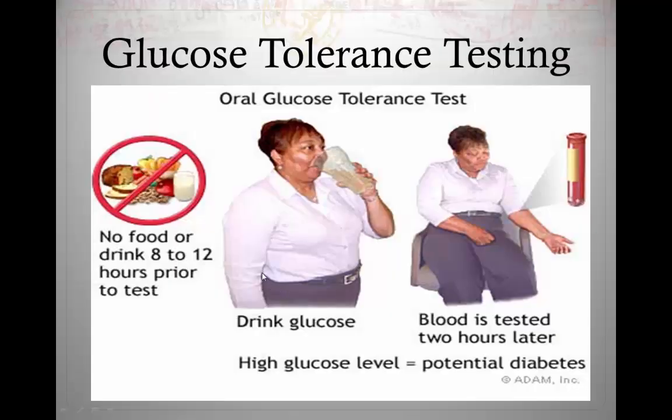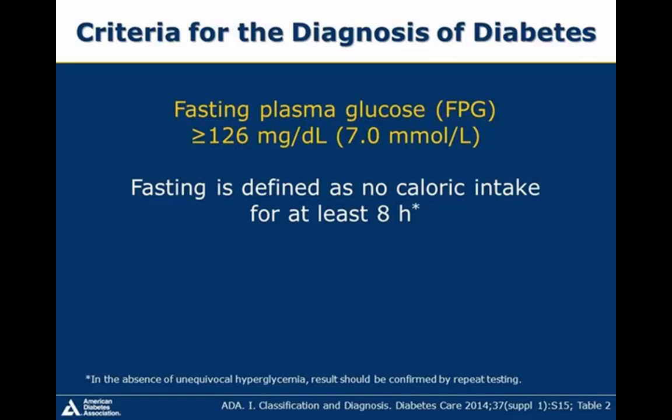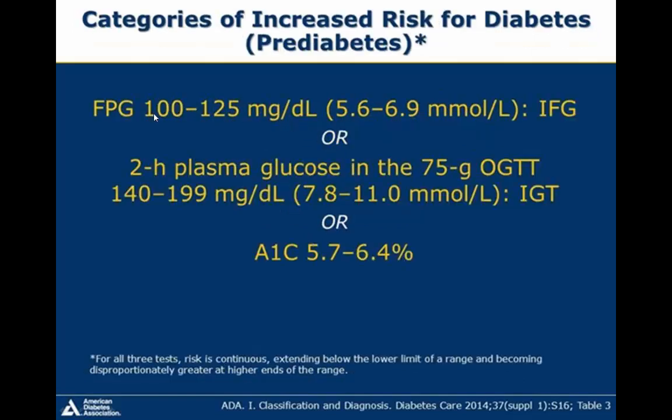For the glucose tolerance test, basically you have to be fasting, then you drink a load of glucose, and then you're tested after. If it's greater than or equal to 200, you are diabetic. You could do a fasting blood glucose level that, remember, you must be fasting for 8 hours, and if it's greater than or equal to 126, you're diabetic. Or fasting postprandial glucose level with glycohemoglobin greater than 5.7 to 6.4, you are diabetic.